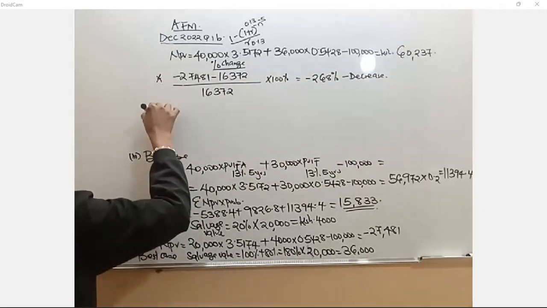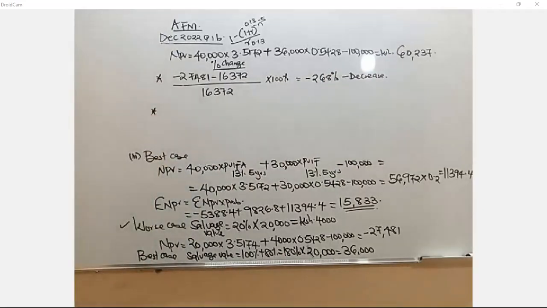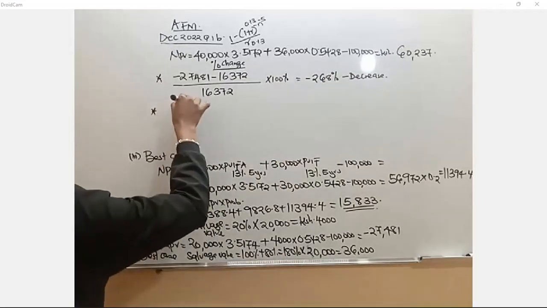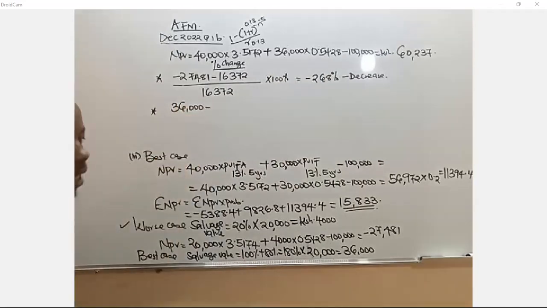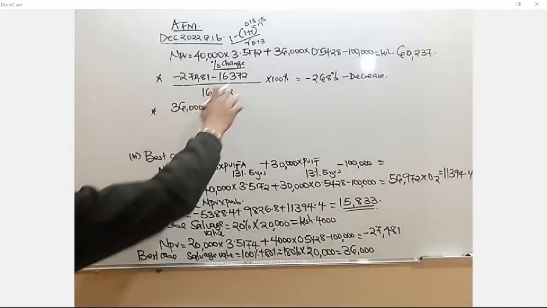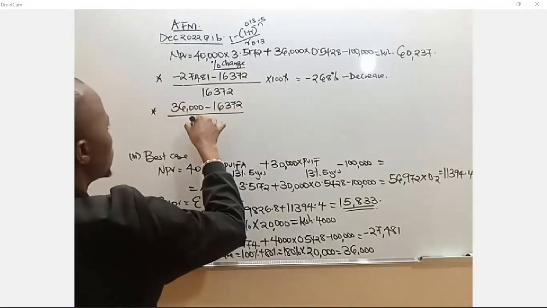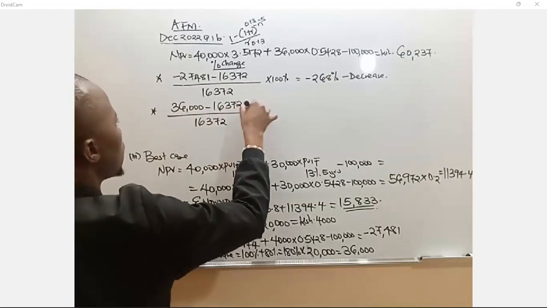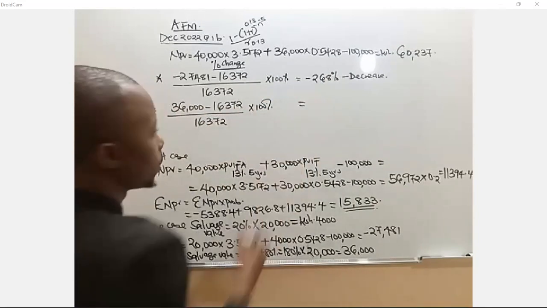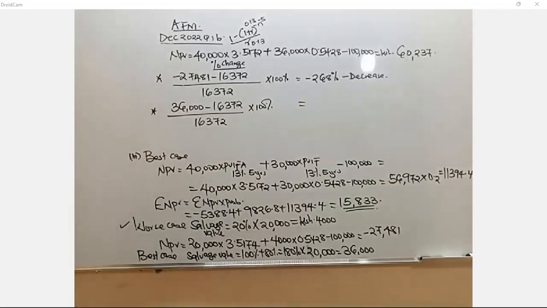Then for the other one, because we are doing the 2 case scenarios, we have done the worst and then the best. For the percentage change, our new is 36,000 minus our old, using the same figure, 16,372, divided by 16,372 times 100%. How much are we getting?